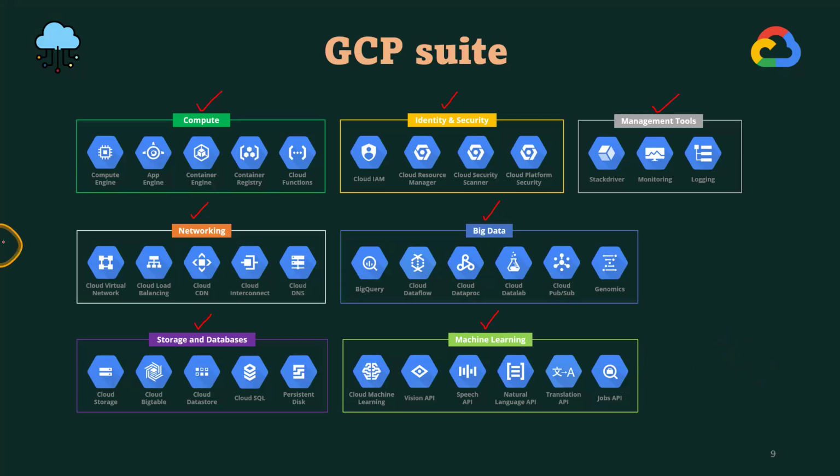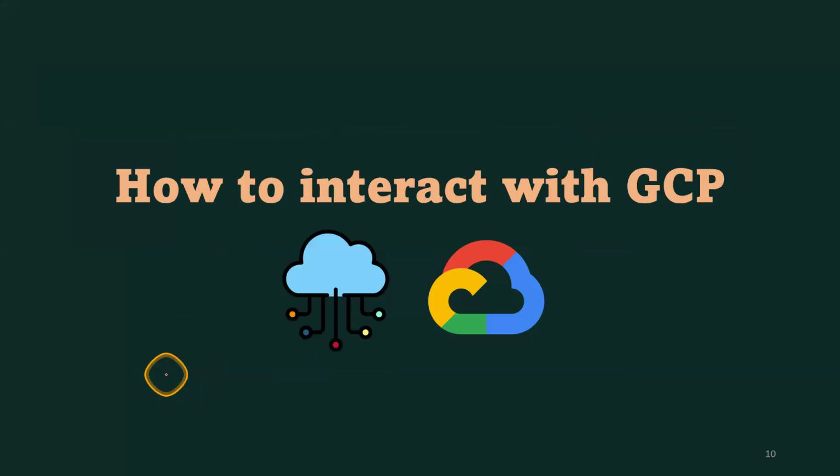In compute you have this many things. Storage and big data, you have this many things. A lot of features, a lot of options you have for each and every service. We are mainly focusing on big data, storage and databases. And this is it about the Google Cloud Platform. So I'm going to give you a small idea on how we interact with the Google Cloud Platform.